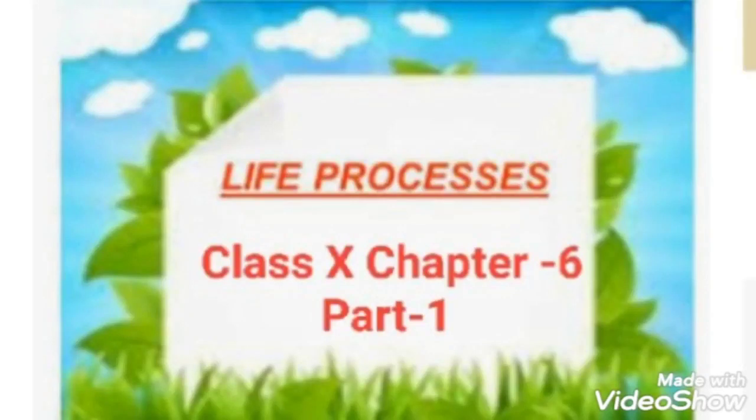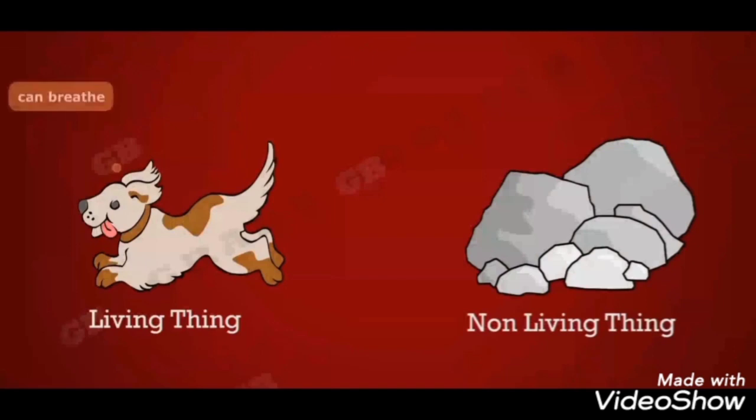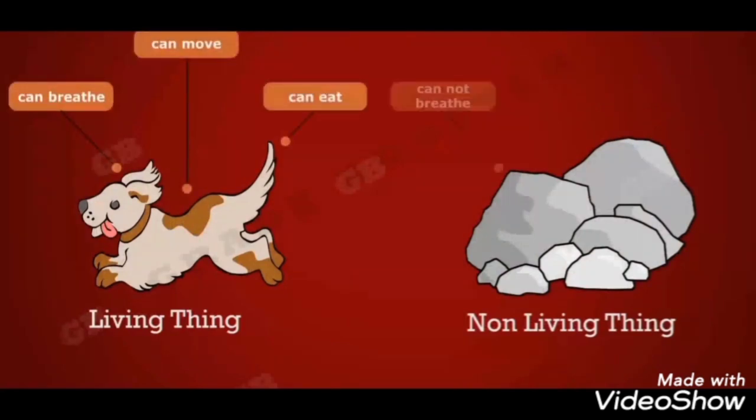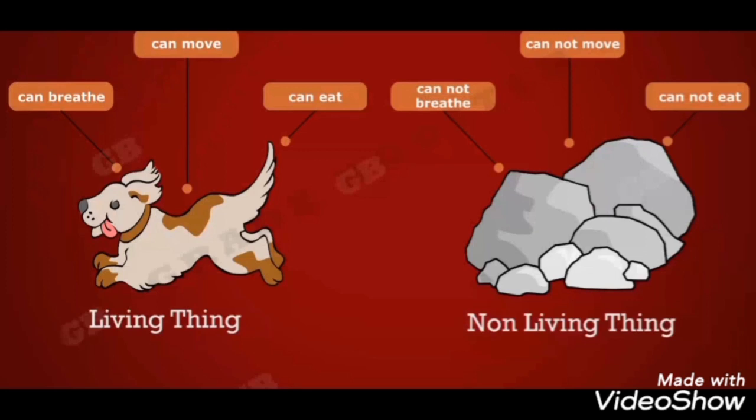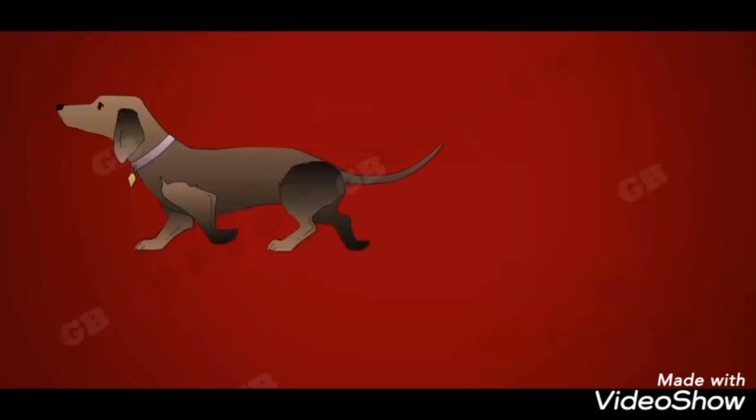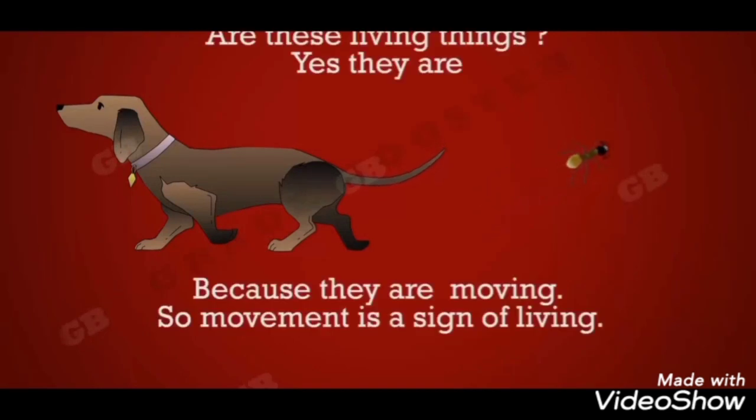In this video we will be discussing life processes, class 10 chapter 6 part 1. We have been studying differences between living and non-living things with the help of certain characteristics. We distinguish between living and non-living things, like a dog wagging its tail and an ant crawling. Are these living things? Yes, they are, because they are moving, so movement is a sign of living.